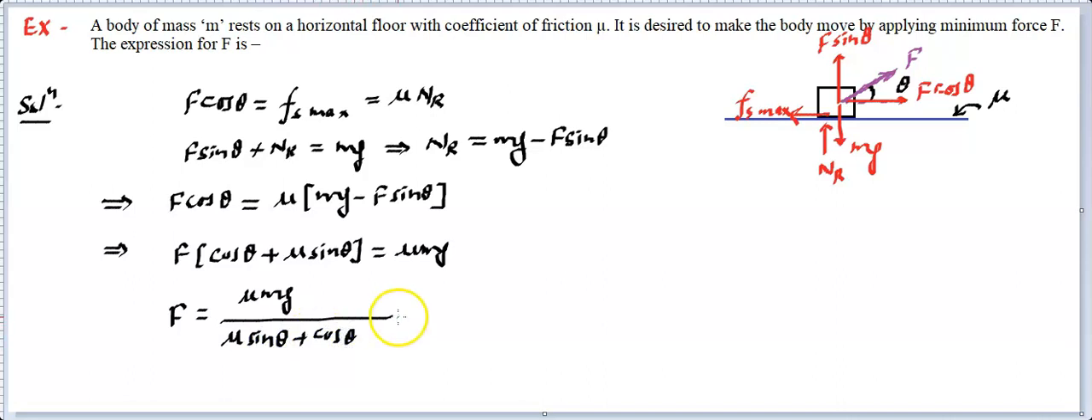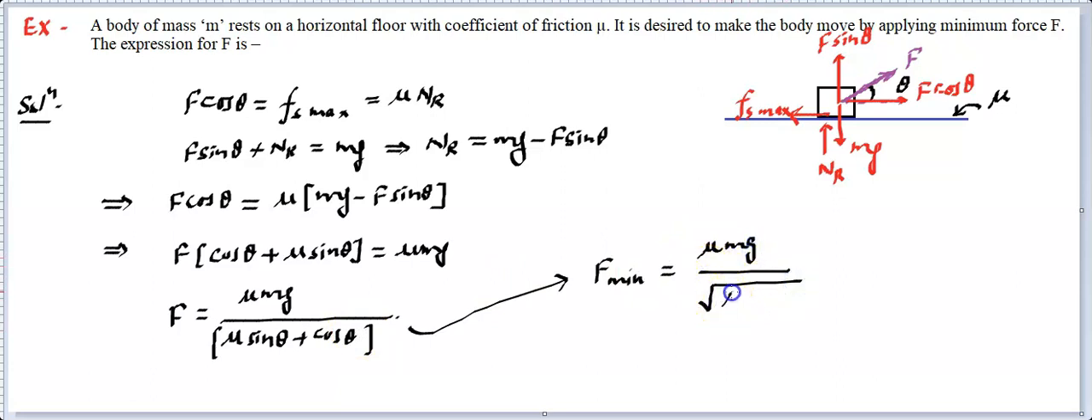Now here theta we have opted as a variable, and we want this F to be overall minimum. So that means we would like to have this denominator maximum. And we know how to get this F minimum by making this denominator maximum. This is like a sin theta plus b cos theta, so the maximum value, you know, is under root a square plus b square. So F minimum will be mu mg divided by under root a square plus b square. B is 1, so that will become the final answer for the minimum force to move this body.